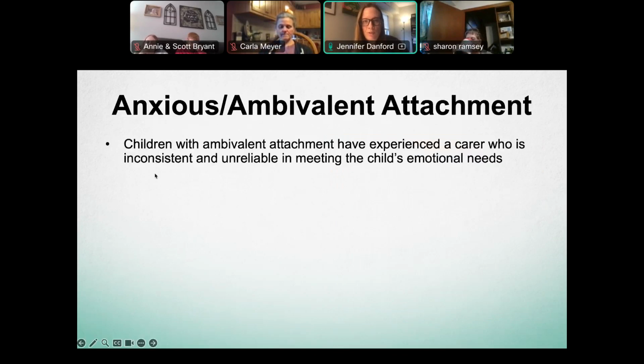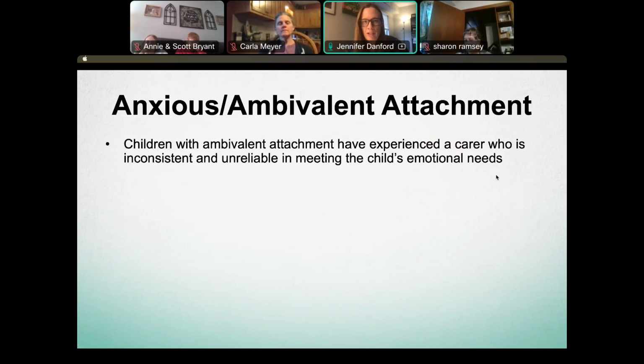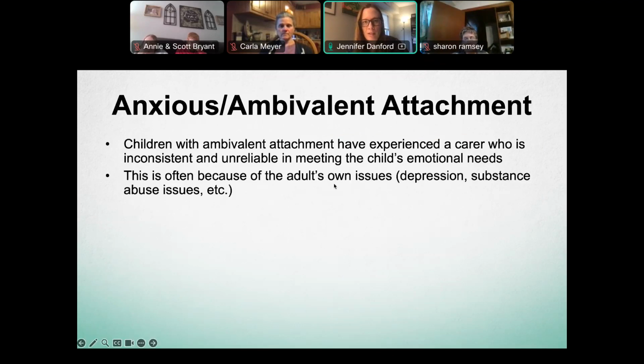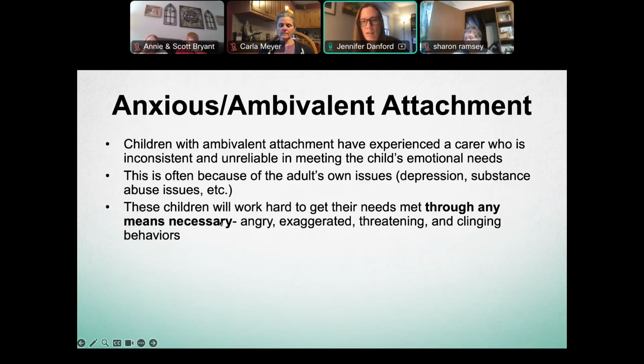Okay, so anxious or ambivalent attachment is also an insecure attachment. This one is a tough one, because this kind of parent is inconsistent and unreliable in meeting the child's needs. So maybe this parent can provide safety and love one day, but the next day this parent has mental health issues or substance abuse issues, and so they cannot be present the next day. And so this can be very, very confusing for a child.